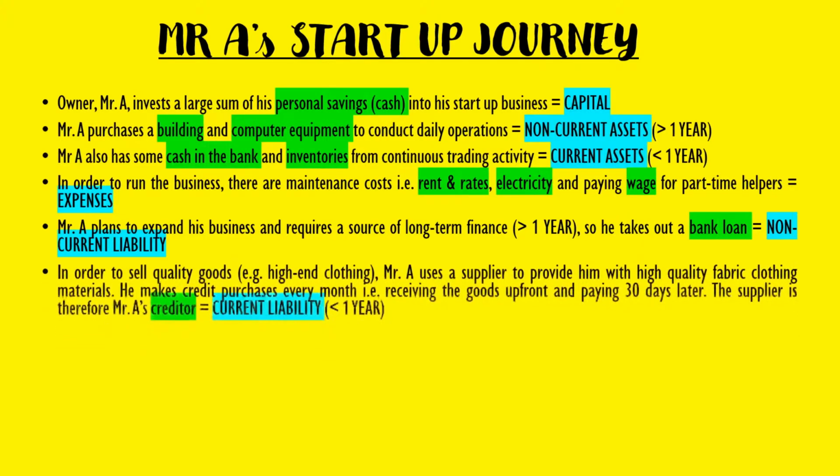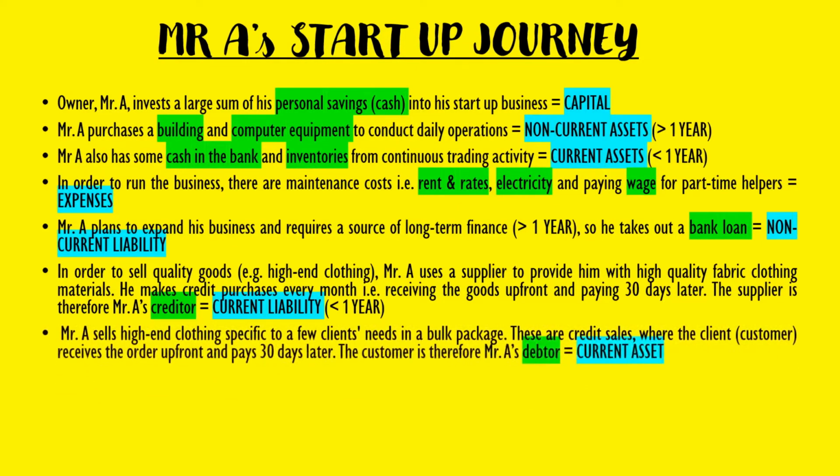Mr. A sells customized clothing. However, in order to achieve high sales, he has a contract with a supplier that specializes in production of high-quality fabric. Mr. A's contract with his supplier allows him to make credit purchases each month, i.e. to receive the ordered goods up front and then to pay for these at a later agreed date, which is usually 30 days after purchase. The supplier is therefore Mr. A's creditor, which is a short-term obligation within the year, which is therefore a current liability.